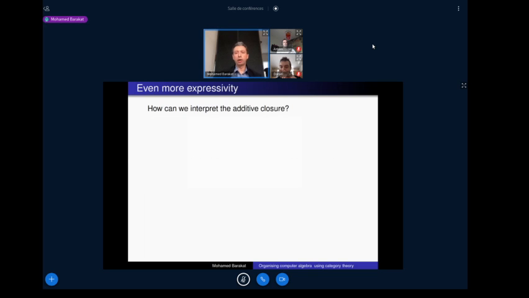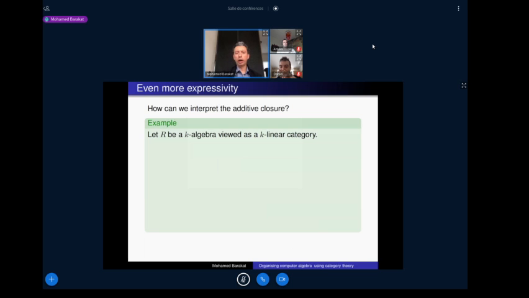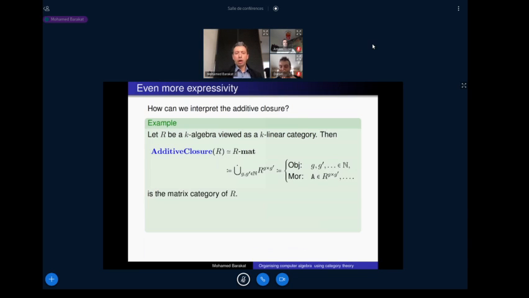So how to interpret the additive closure? Maybe on a specific example. Let R be a K-algebra. You remember, a K-algebra was just a K-linear category on one point. It turns out that the additive closure of R is nothing but the category of matrices. What is the category of matrices? It has the natural numbers, including 0, as objects. These are the dimensions of the matrix. And a matrix is a morphism between its number of rows and its number of columns.